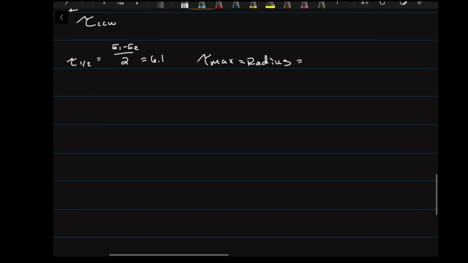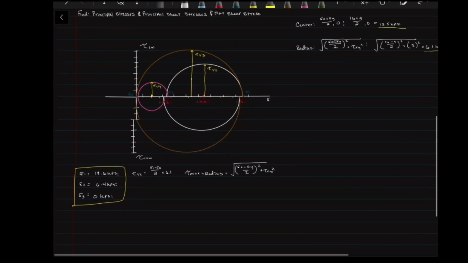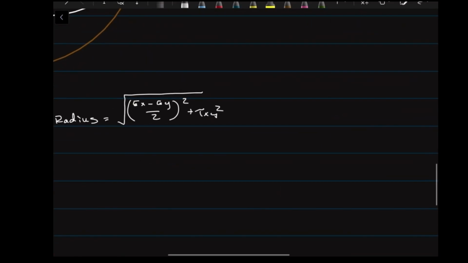You're going to do this. Now, this equation, it looks a little familiar again, doesn't it? That's right, it's just our radius equation. So that's why if you've calculated your radius, you've already done tau max. That's why it's so easy. Mohr circle, it just gets easier. Good job, everybody. 6.1 kpsi. You've done good work. We're almost there.